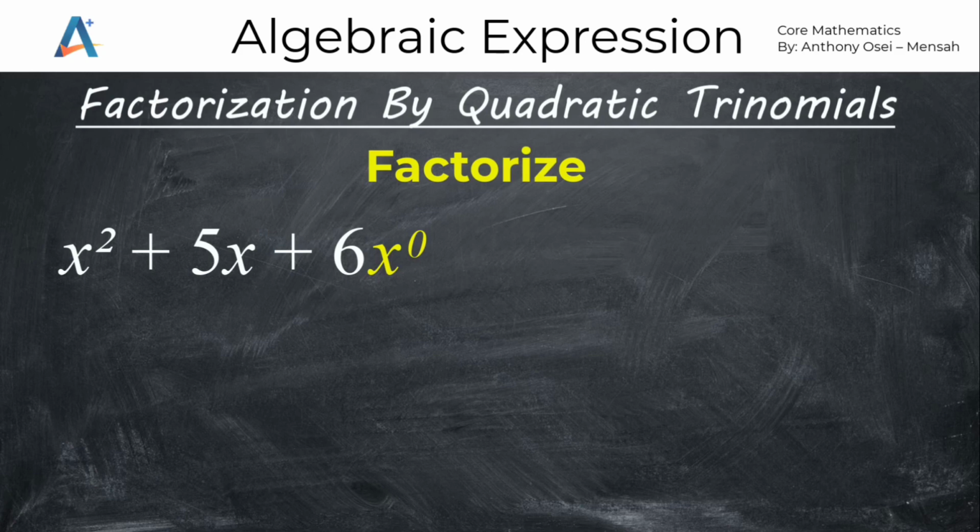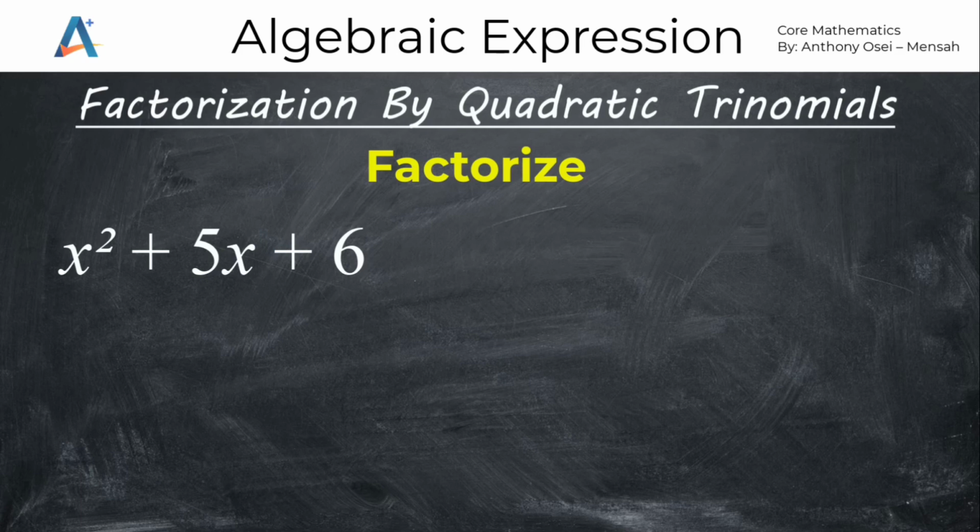The reason is every number raised to the power 0 is 1, which makes this expression 6 times 1, from the x raised to the power 0. Now 6 times 1 still remains 6. That is why the constant is 6, meaning the power of the variable is 0. So once we have this arrangement, we have to factorize.